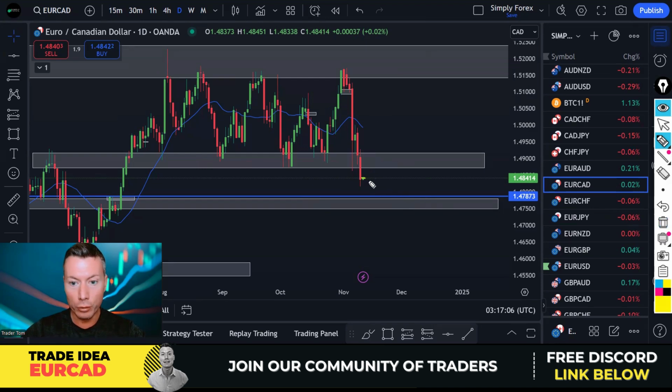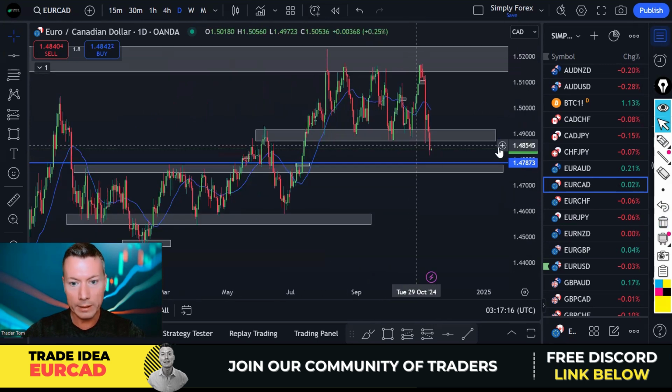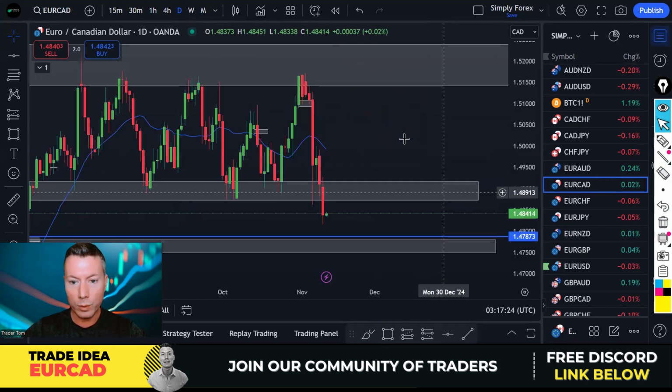And there's a bit of room back down to this level, this 1.4787, before we hit this area of support in here. And if I just scroll out, guys, you can see it's a good area of support because price has hit it many times historically. So that's what we're aiming for.